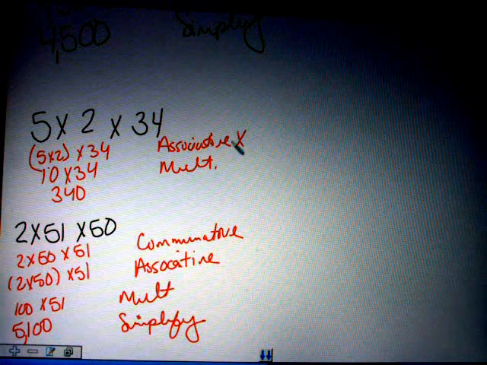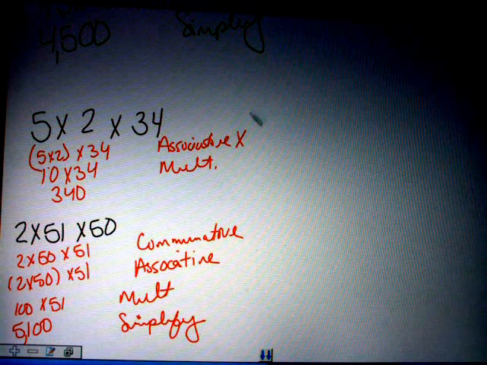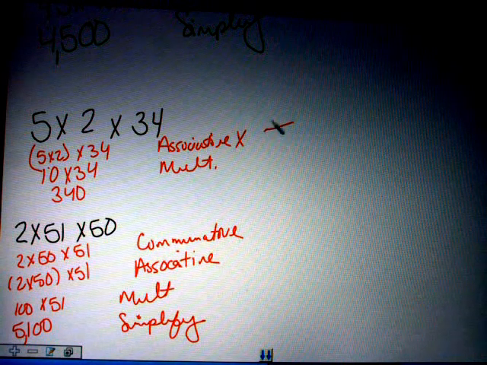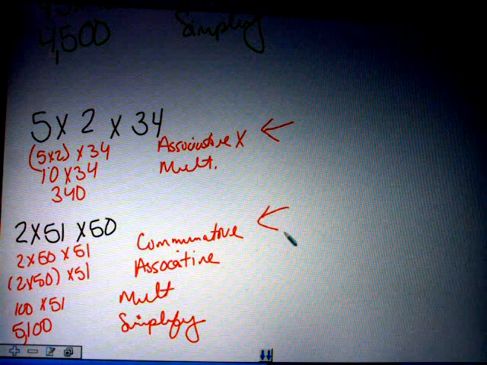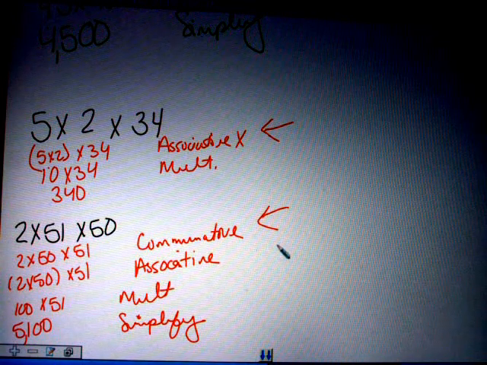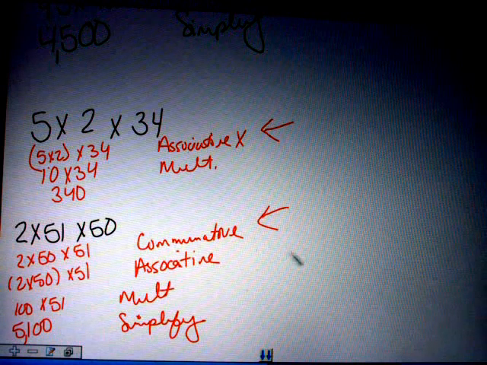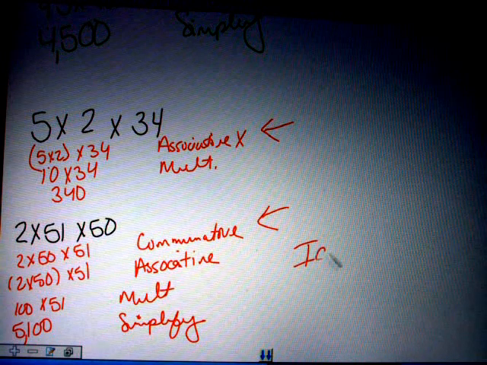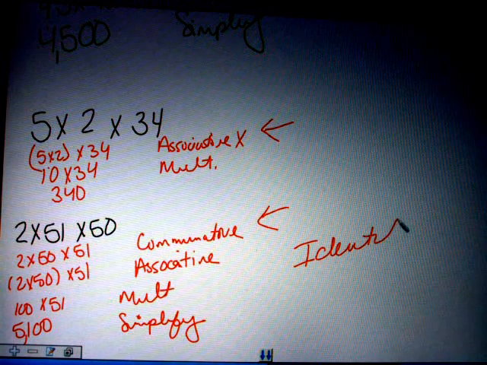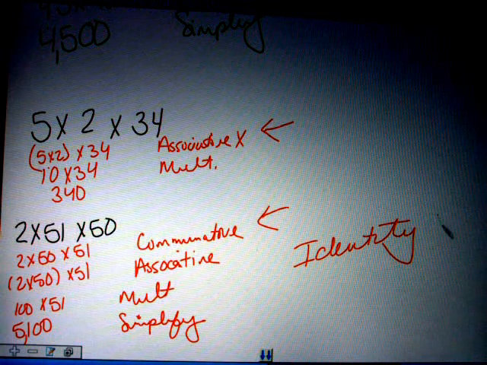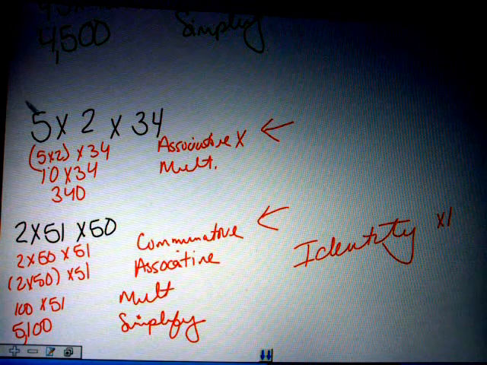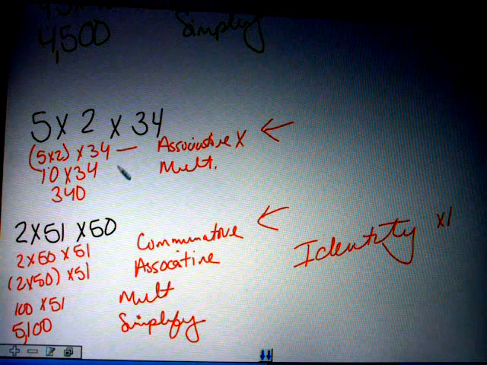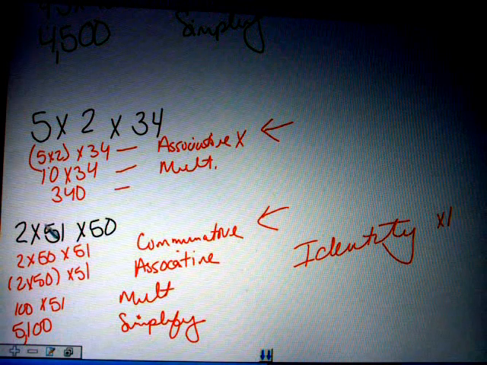So make sure you have a good understanding of what the associative property is and what the commutative property is. And the one that we haven't really done much with is that other property, the identity property, and that just means anything times 1. Then make sure you can take problems like this and solve them step by step, justifying each step.